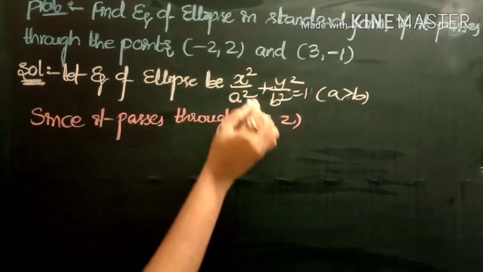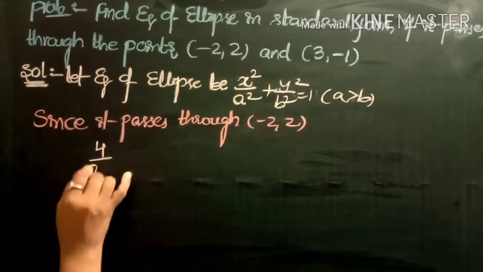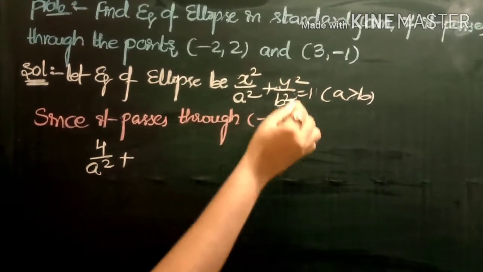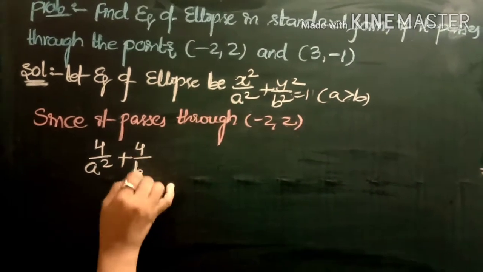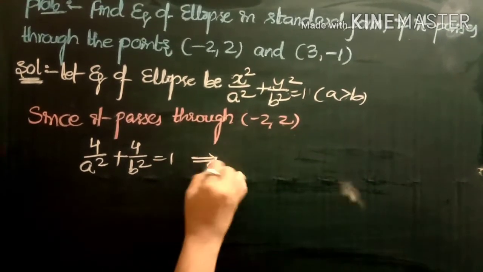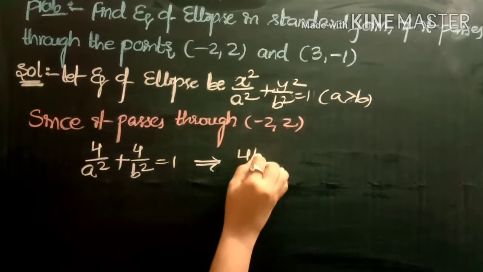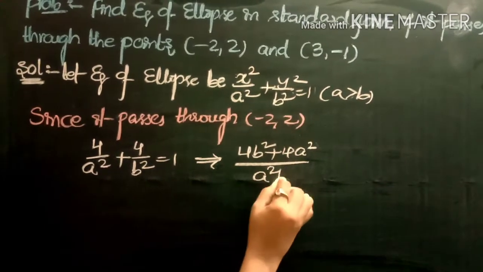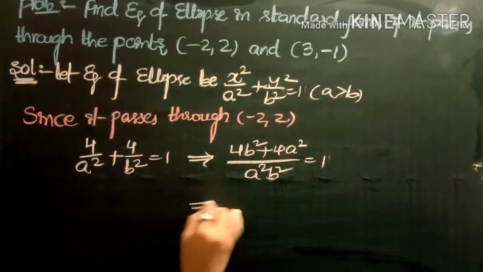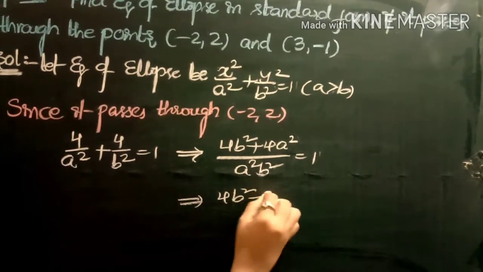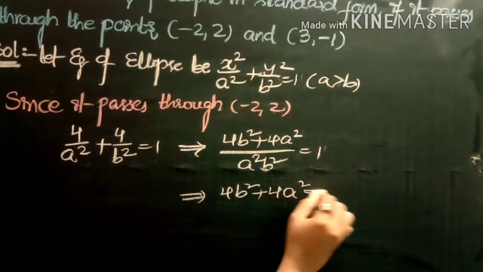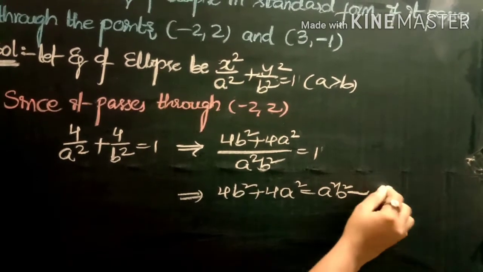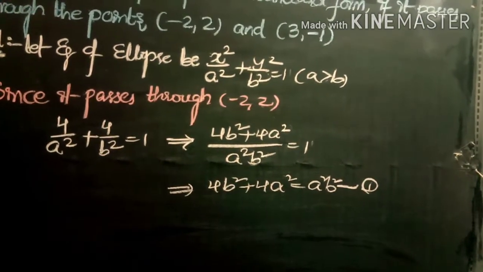we replace this point in the ellipse equation, that is, in place of x comma y we take minus 2 comma 2. That is minus 2 whole square, 4, by a square plus 2 square, 4, by b square is equal to 1, which implies, taking LCM, 4b square plus 4a square by a square b square equals 1. That is 4b square plus 4a square is equal to a square b square. Say equation 1. We take this as the first equation.